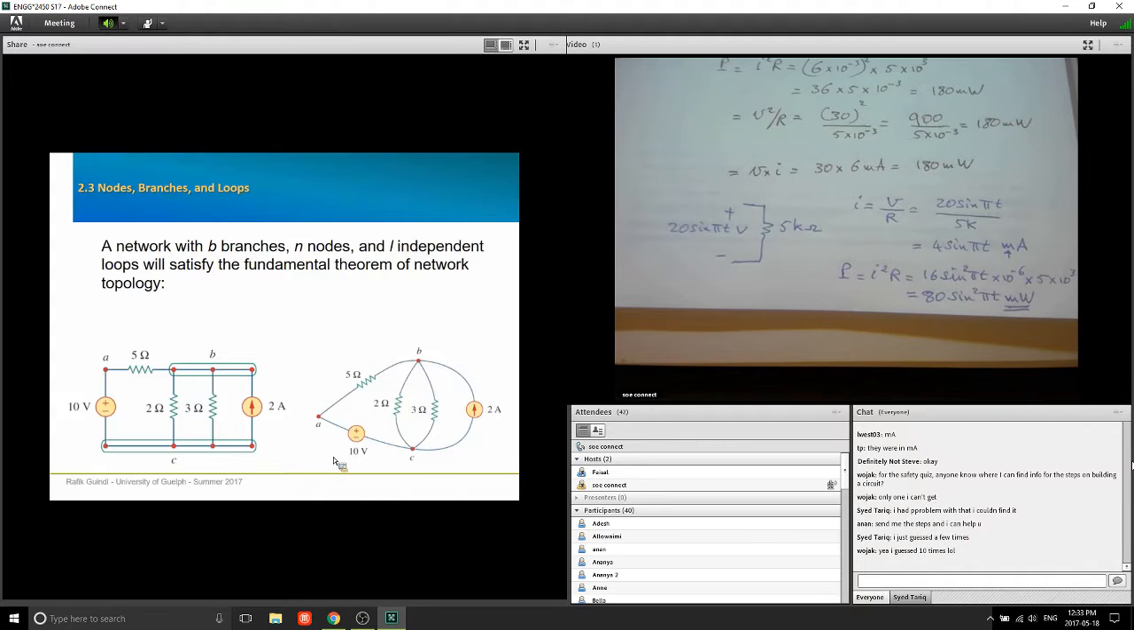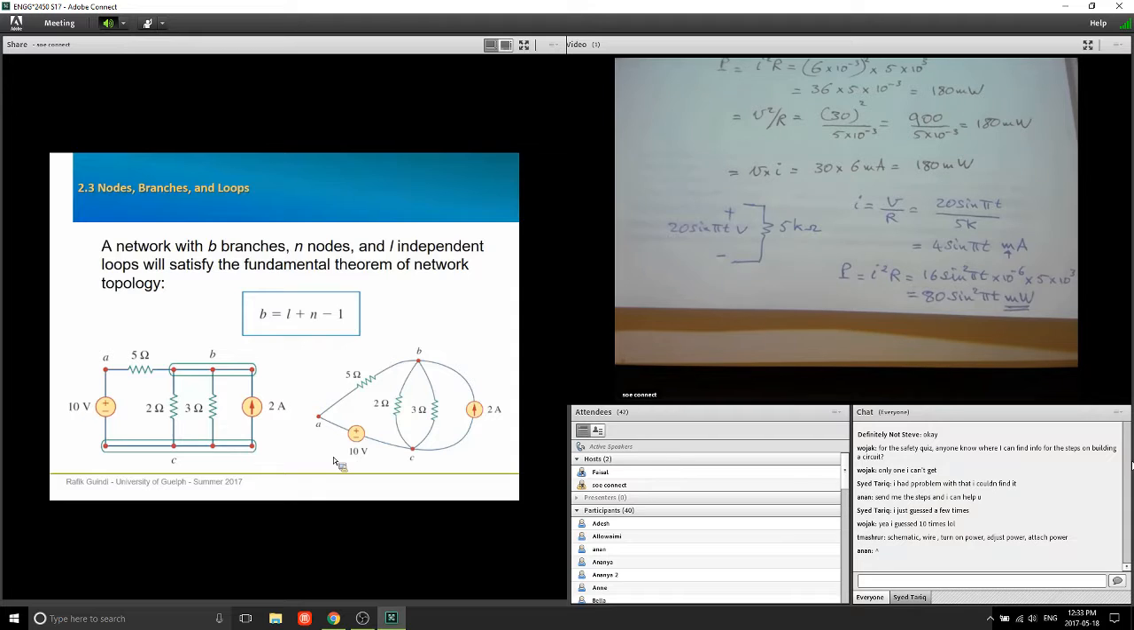Now there is a theorem here. It says that if you have a network with B branches, the number of branches is B, N nodes, and L independent loops, it would satisfy the fundamental theorem of network topology, which states that the number of branches B is equal to L plus N minus 1.